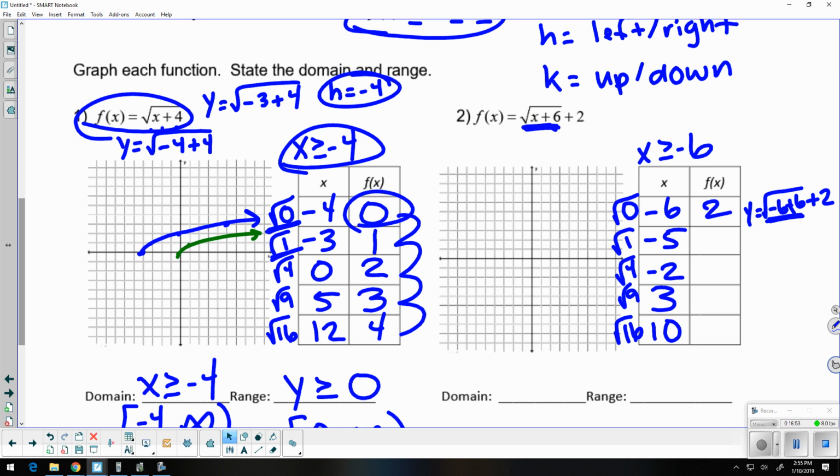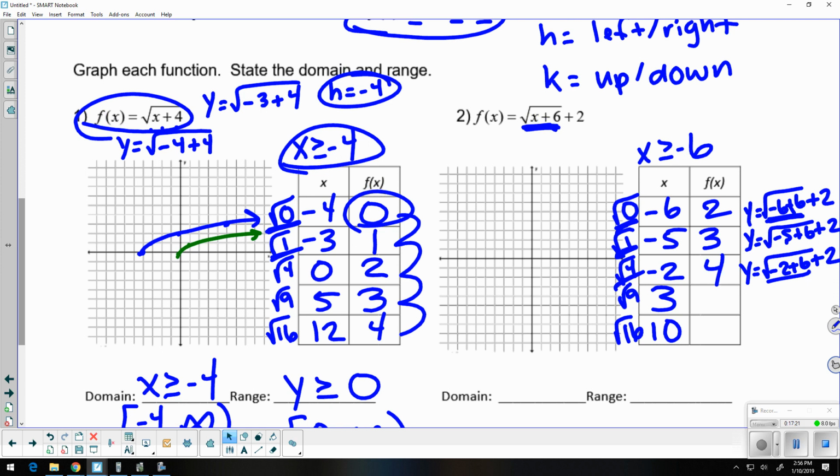Now plug in -5. So y is going to equal the square root of -5 plus 6, which is just 1. We forced this to become a positive 1. The square root of 1 is 1, and 1 plus 2, you get 3. The next one, plugging in -2, we have -2 plus 6, and that's going to be the square root of 4. The square root of 4 is 2, and 2 plus 2 gives me 4.